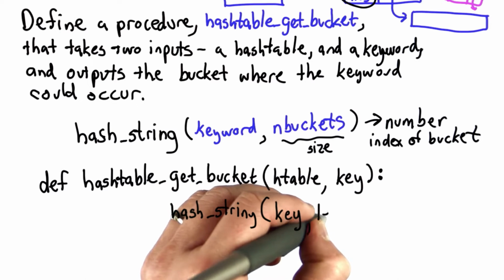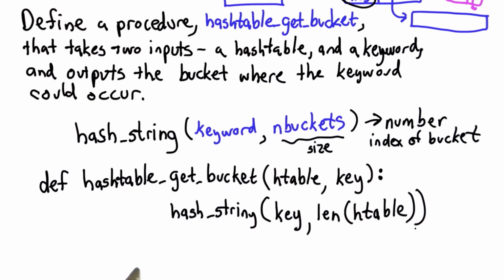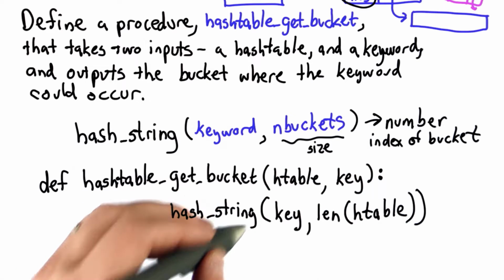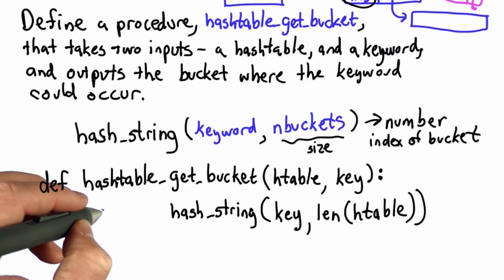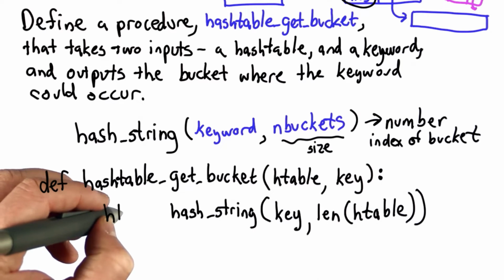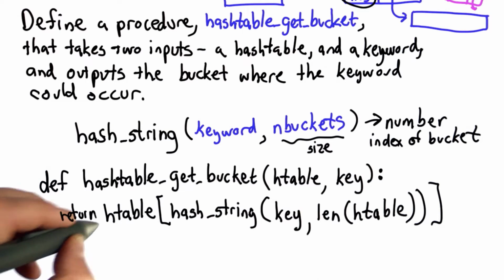And as the second input, we need the length of the table. That's the number of buckets. So that will get us a number, which is the index of the bucket we want. To get that bucket, we need to use that as the index to select that element from htable. And then we want to return the result. So that's all we need to find the bucket.